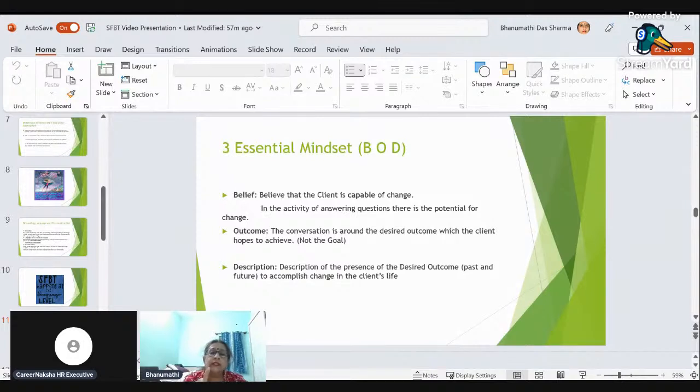Outcome. Then conversation is around the desired outcome which the client hopes to achieve. It is not the goal. What exactly is the difference between goal and outcome? I'll explain to you a little later. Then description. The detailed description of the presence of the desired outcome, past and future, to accomplish change in the present, in the client's life.